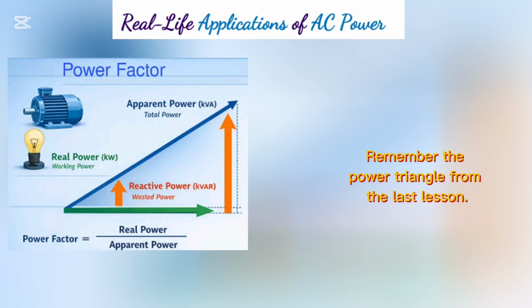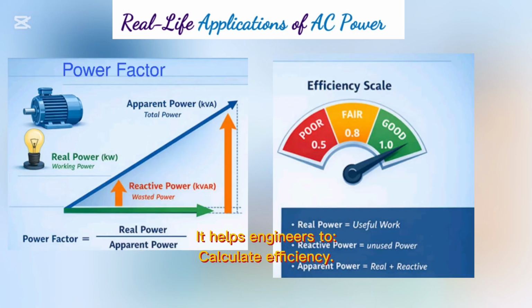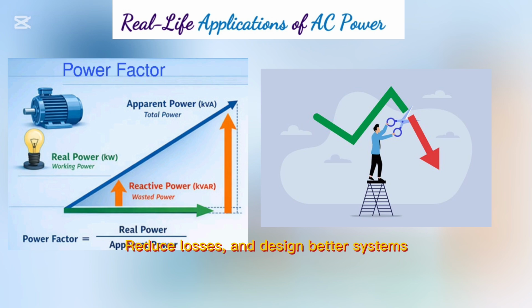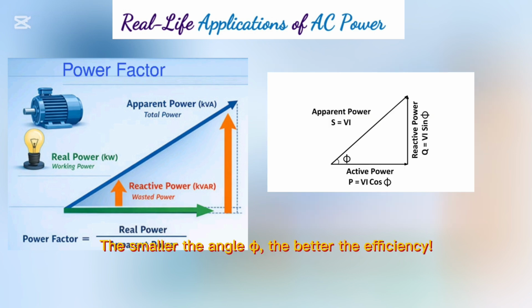Remember the power triangle from the last lesson. It helps engineers calculate efficiency, reduce losses, and design better systems. The smaller the angle phi, the better the efficiency.